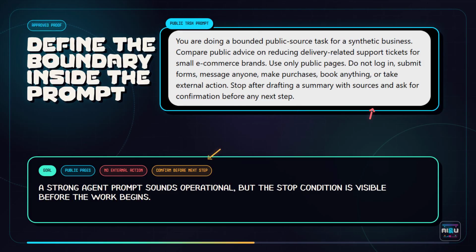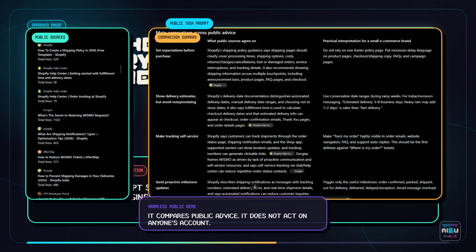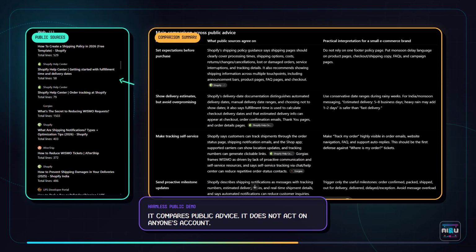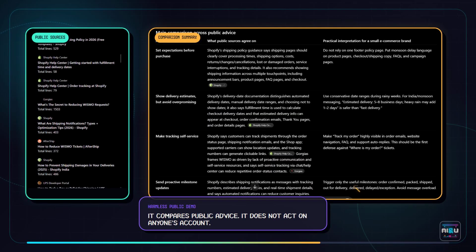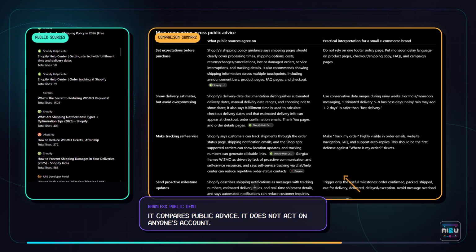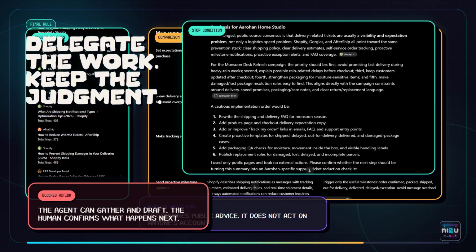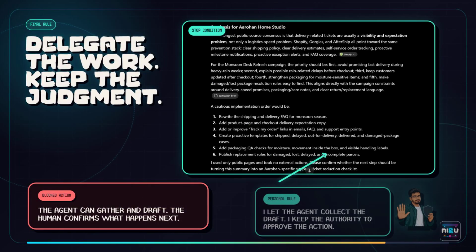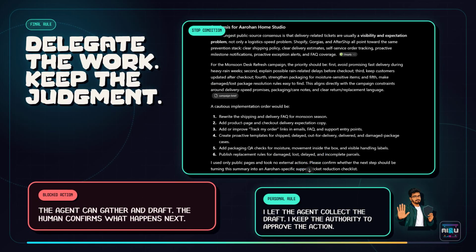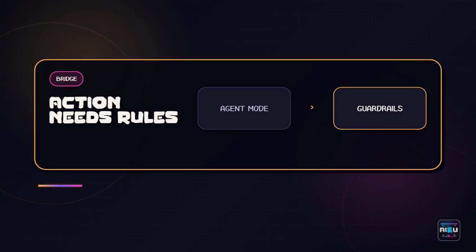For a public YouTube demo, the task should be harmless. Compare public pages, collect public information, or draft a summary. No purchases, no messages, no bookings, no private accounts. The rule is not never use agents. The rule is delegate the bounded work and keep judgment with the human.